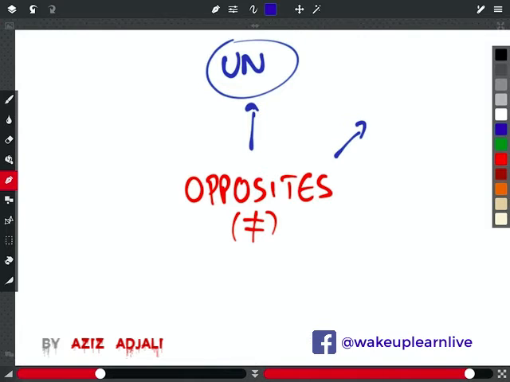Secondly, we have in. So in is pronounced as in. Take some time to think. Pause the video. Okay. We have adequate, correct, complete, accurate, credible, effective, sufficient, visible. So all of these will become inadequate, incorrect, incomplete, inaccurate, incredible, ineffective, insufficient, and invisible.